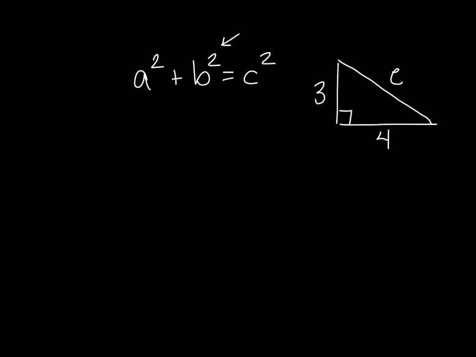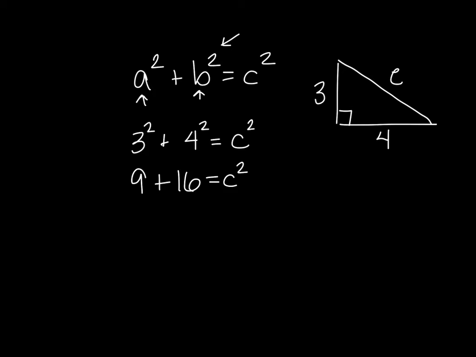I'm going to put A as 3, so I plug in 3 for A, which means I have 3 squared. I'm going to plug in 4 for B, so that's 4 squared equals C squared. What's cool about this is I only have one variable now, that C right there, and I can solve this. 3 squared is 9, 4 squared is 16, equals C squared. Add those two together, 9 plus 16 is 25. If I want to know what C is, all I have to do is square root both sides, and I get 5 equals C. Now I know what C is.